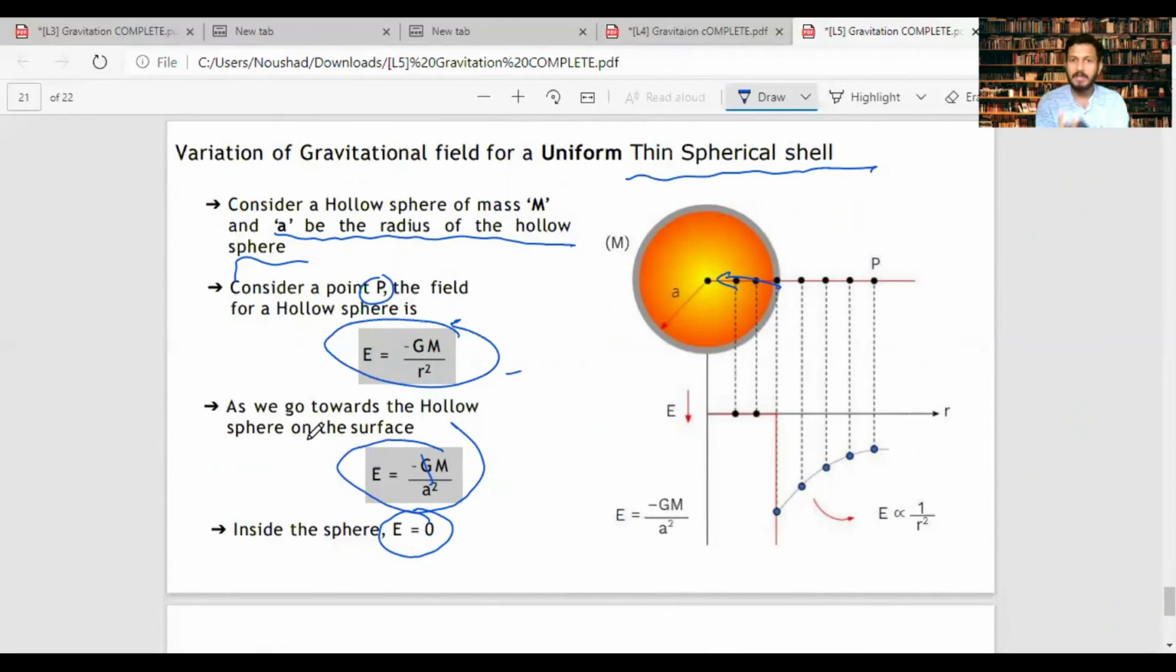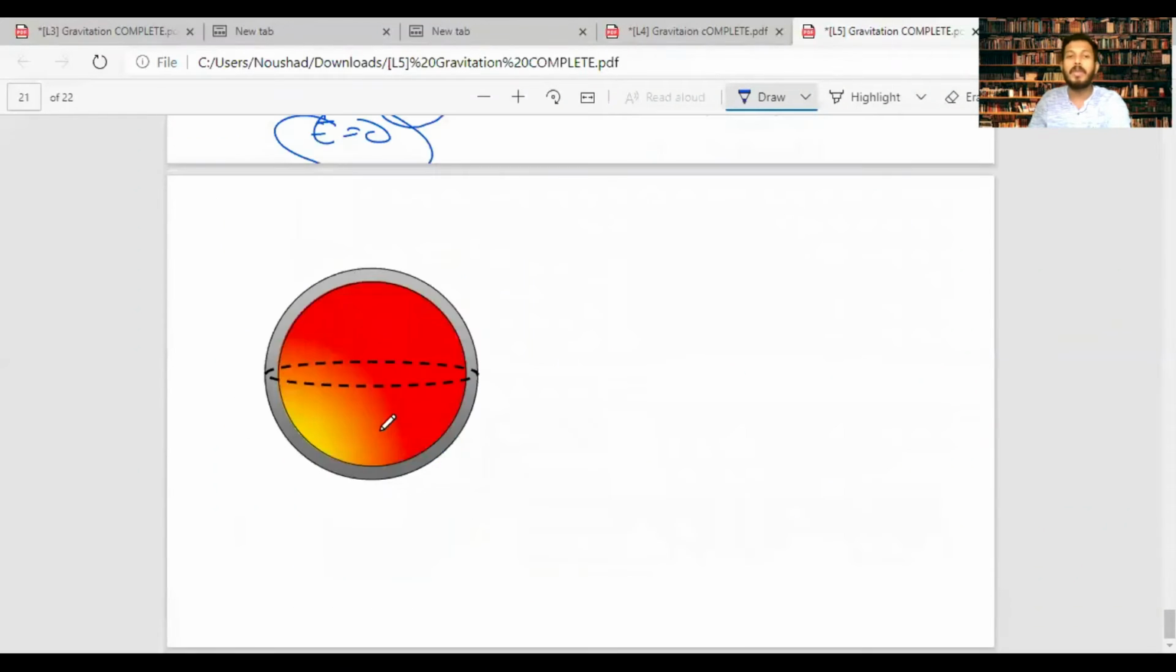Spherical shell means inside the cavity there is no mass, so there is no attraction, so the gravitational field intensity is 0. There is a slight difference from the solid sphere. For the solid sphere, outside it is proportional to 1/R square, and inside it is proportional to R. But here, outside is 1/R square, and inside is 0. In a solid sphere, the field inside is proportional to R. Here, there is no field inside. That is the main difference.